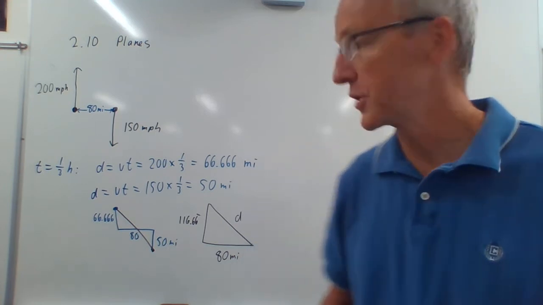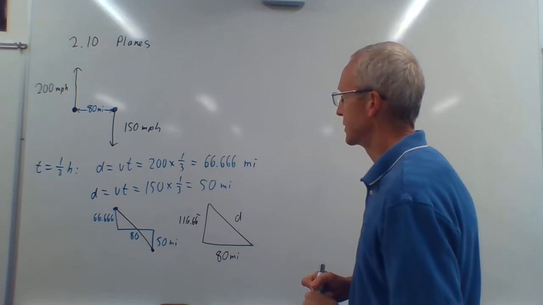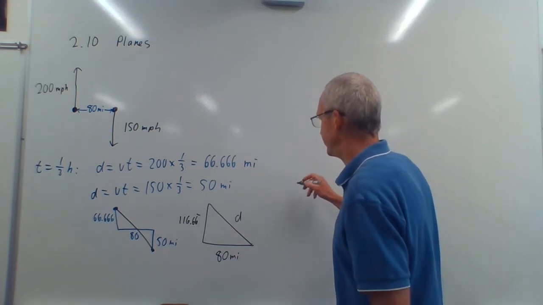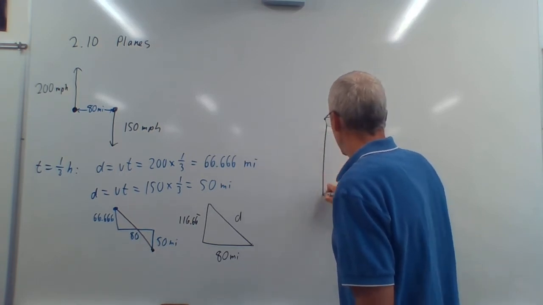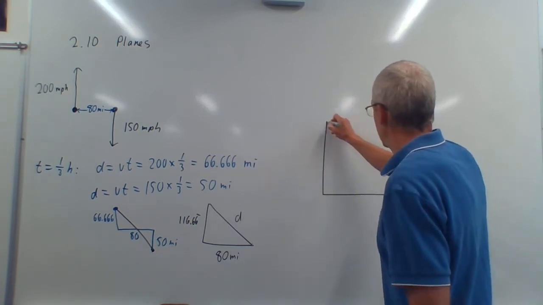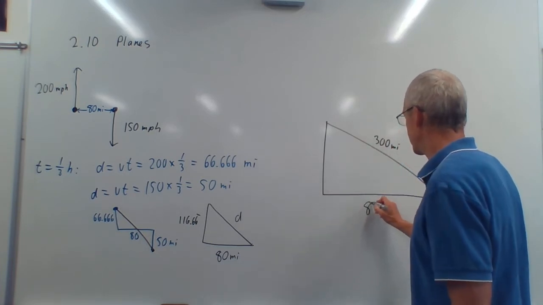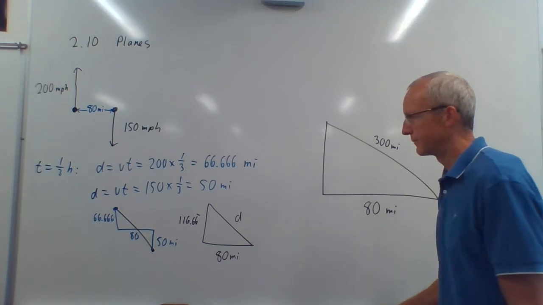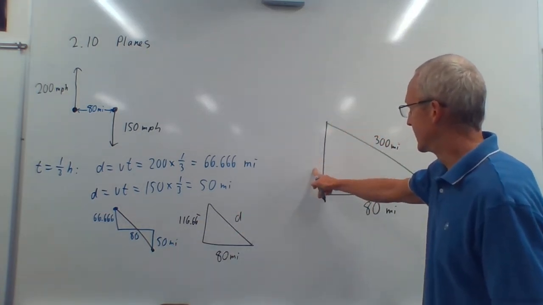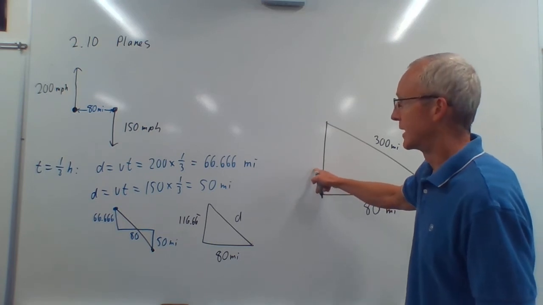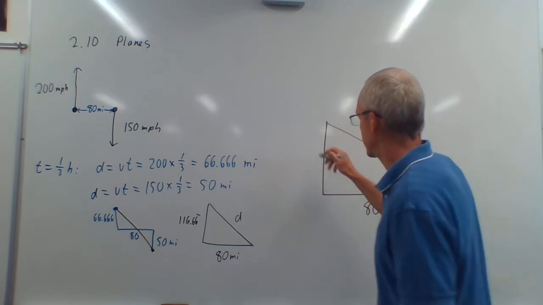When are the planes 300 miles apart? Okay, that's a little bit trickier. Now, let's redraw this picture. We want the distance to be 300 miles. We know this side is always 80 miles. The horizontal separation is always 80. And this side is a combination of things. It's the sum of how far this plane's gone and how far that plane's gone, right?